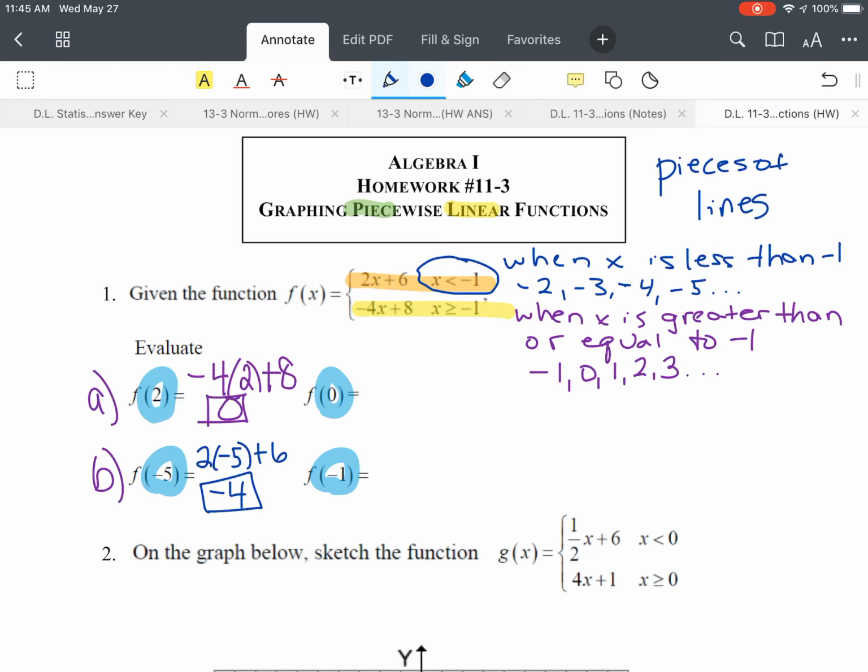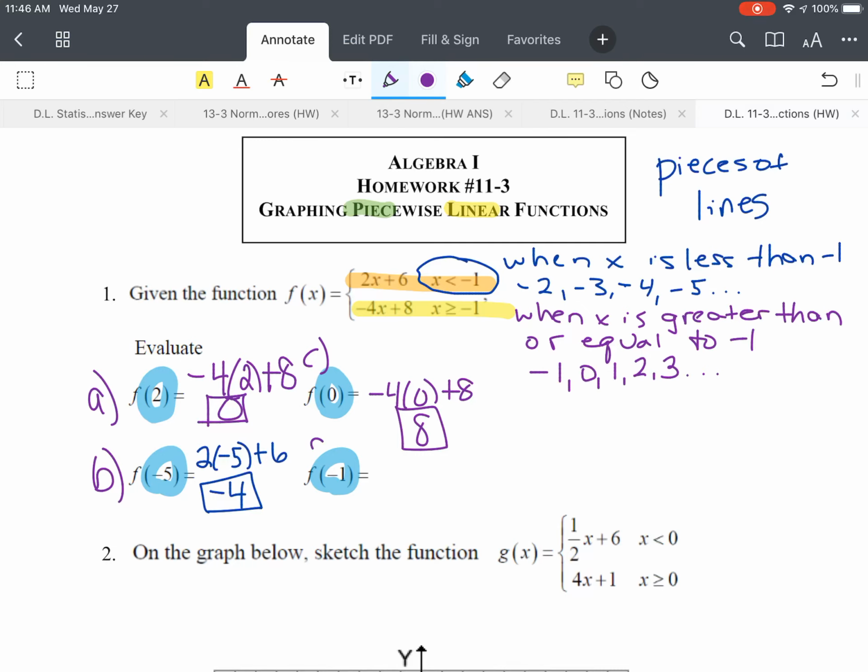All right, let's look at the next one. We'll call that C. F of 0. Is 0 less than -1 or is 0 greater than or equal to -1? 0 is greater than -1, so I'm going to use the yellow, -4x plus 8. So -4 times 0 plus 8. Pop that into your calculator. Again, not the y equals. The y equals is when we're graphing. This, I just want the answer. So I get 8.